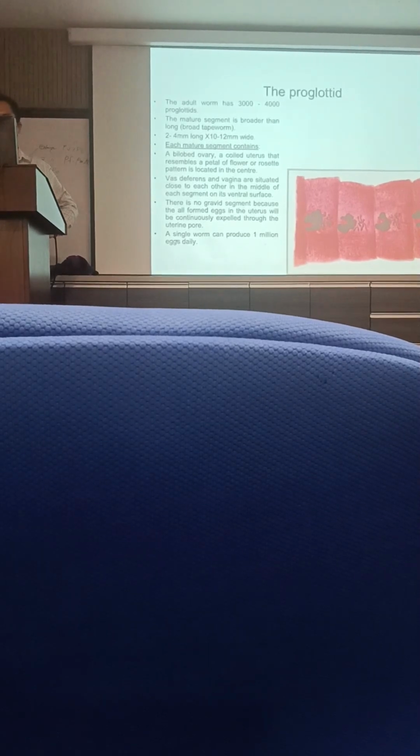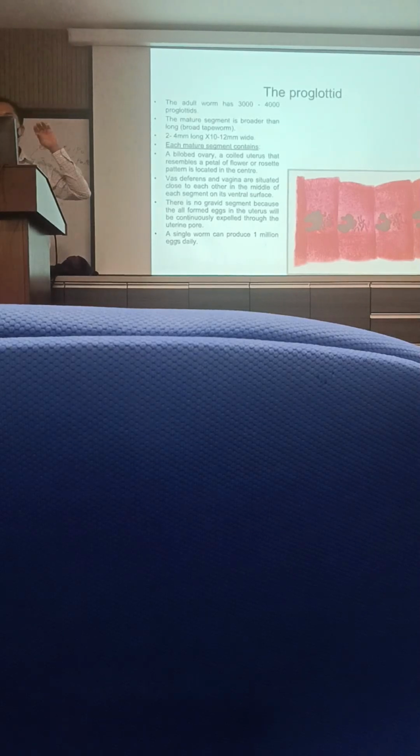So the proglottids can be as many as 3,000, right? The mature segment is broader than long. So you see it's broad, because there are others which are longer than broad. That's why it is sometimes called the broad fish tapeworm. The worm is also long, right? But we're talking about each segment. Each segment though is broad, right?